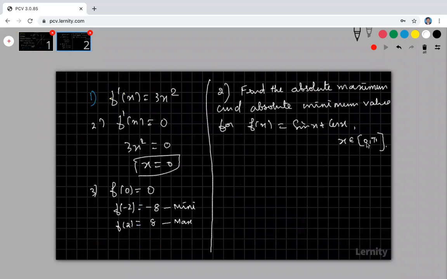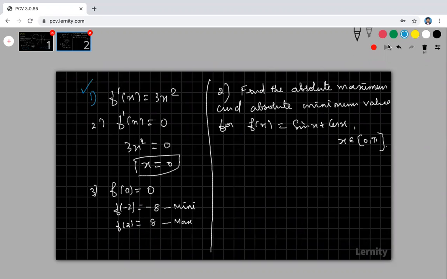Here also the interval is given, 0 to pi. Within this interval, you have to find the maximum and minimum value for the given function f of x equal to sin x plus cos x. Here also I'm going to apply the 3 steps. What are the 3 steps? For absolute maximum and minimum we have 3 steps.